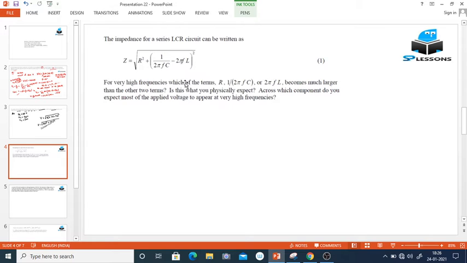For very high frequencies, which of the terms, 1 upon 2 pi FC or 2 pi FL, dominates? First of note that 1 upon 2 pi FC, which is equal to XC, or 2 pi FL, which is equal to XL, becomes much larger than the other two terms. Is this what you physically accept? Across which component do you expect most of the applied voltage to appear at a very high frequency?